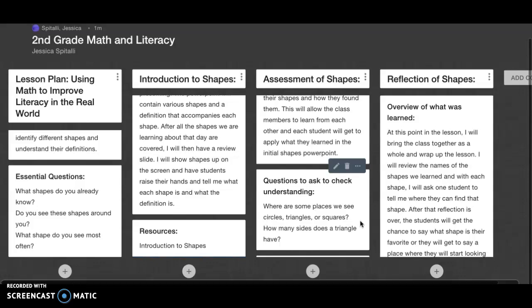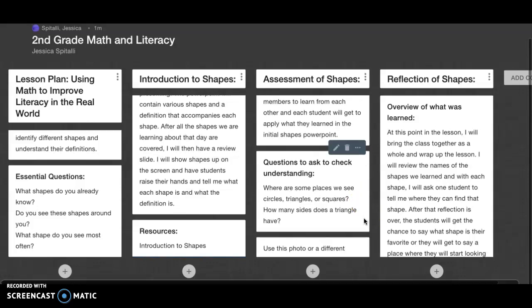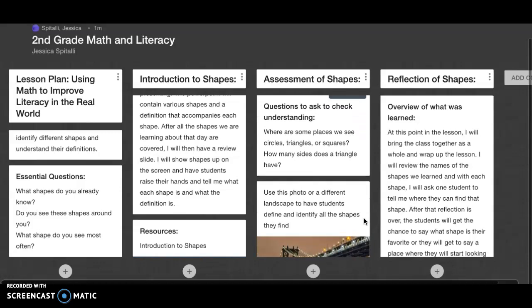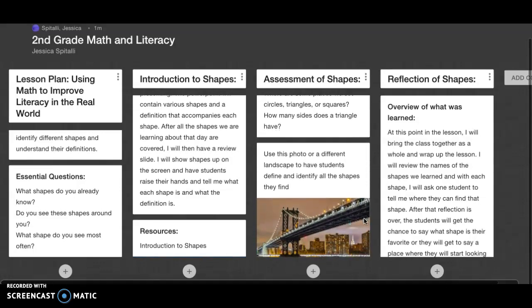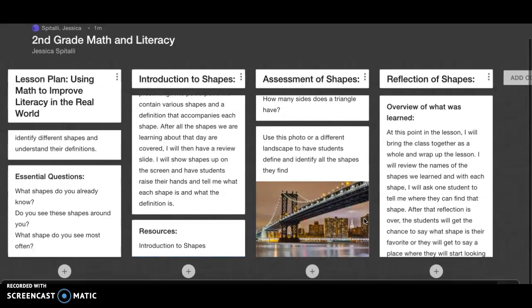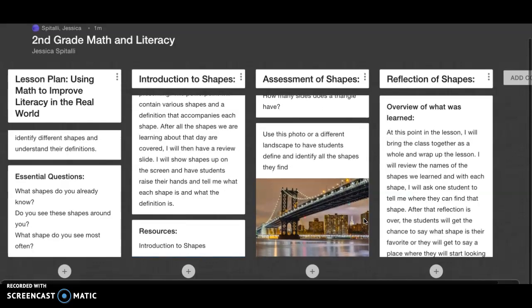So I just thought this would be important to include in my lesson because I will be doing understanding questions when I'm a teacher. And this is just an online resource I had. It's just from a website, but use this photo or a different landscape to have students define and identify all the shapes they find. So this is just an example photo. As you can see in the bridge, there's an X in that little square, and there are like four little triangles in there.